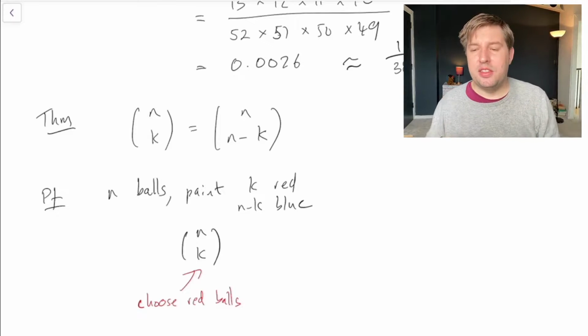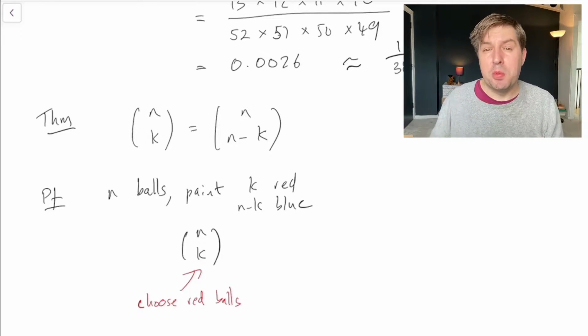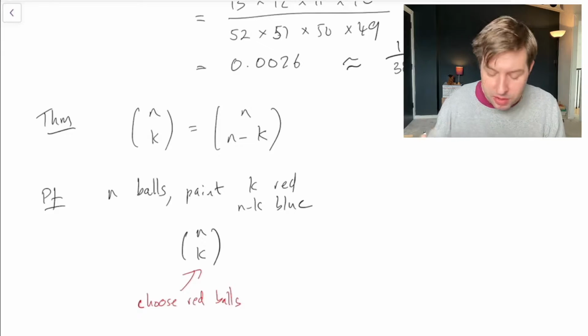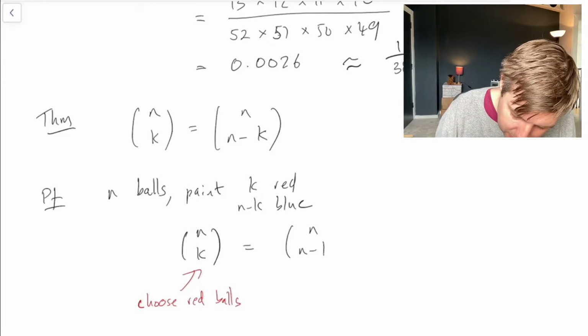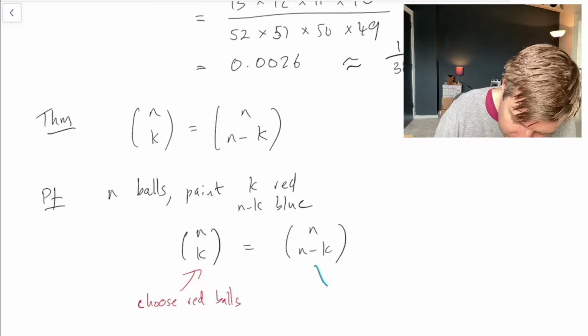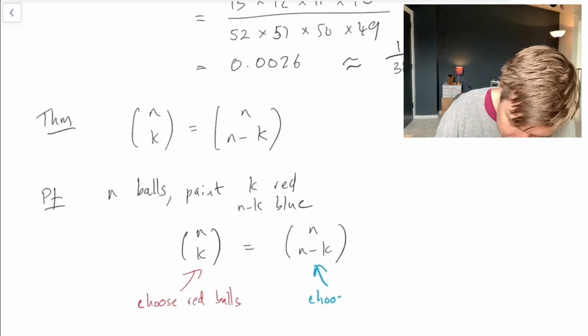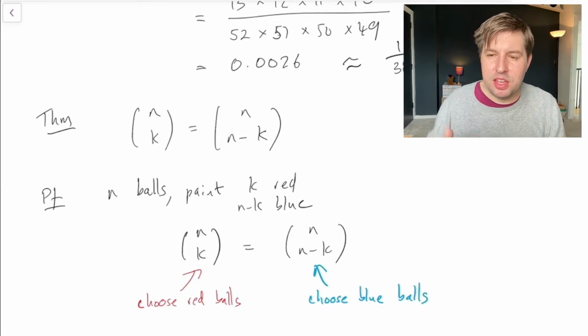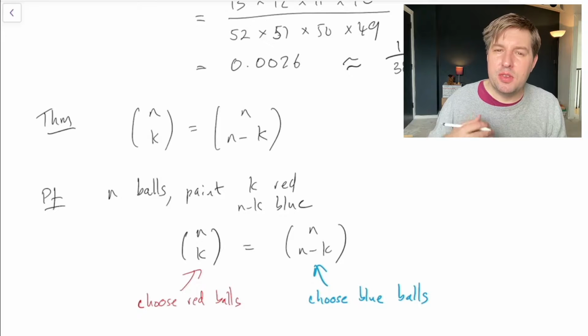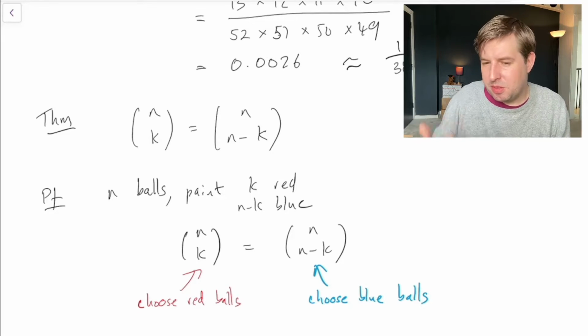On the other hand, you could choose n minus k blue balls and paint the rest red. Right, so that could be n choose n minus k if you choose the blue balls. As in, choose the balls you want to paint blue and paint the rest red. And because we've counted the same thing in two different ways, right? The way to paint k red balls and n minus k blue balls. Because we've counted the same thing twice, these numbers must be the same.